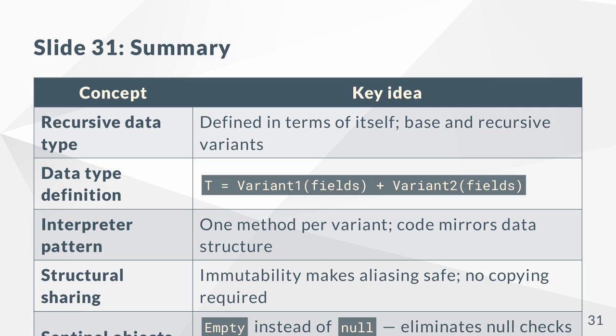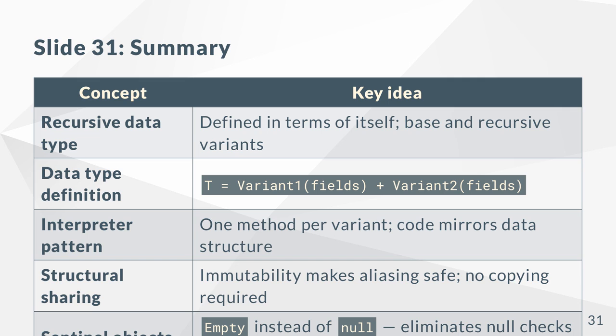Let us summarize the key ideas from this lecture. A recursive data type is defined in terms of itself with base and recursive variants. The data type definition uses the notation T equals variant 1 plus variant 2. The interpreter pattern places one method per variant, making code structure mirror data structure. Structural sharing makes aliasing safe with no copying required.